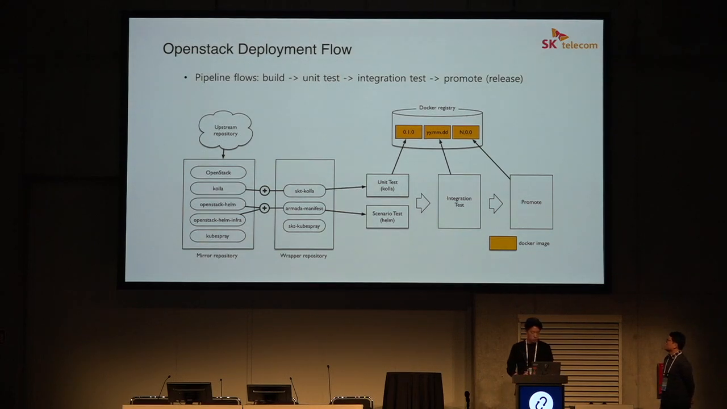I'll show you some more detail about our OpenStack deployment pipeline. It's a typical CI pipeline comprised of unit tests, integration tests and a promotion stage. On the left side, we have mirror repositories for OpenStack upstream source code and other upstream code, and wrapper repositories that have our custom configurations. Those two are merged and then go through all the pipelines on the right side. The actual pipeline consists of two sub-pipelines.